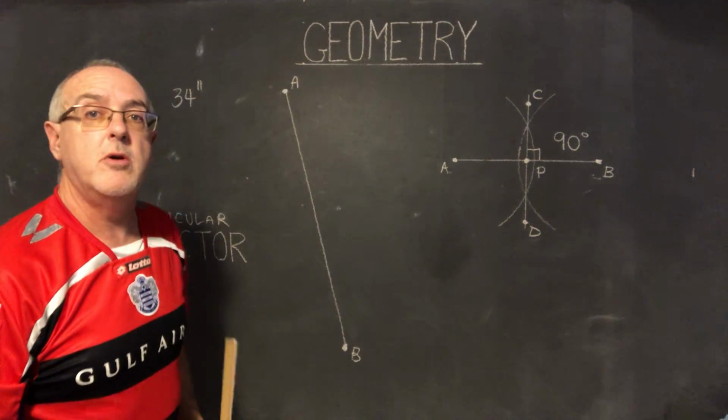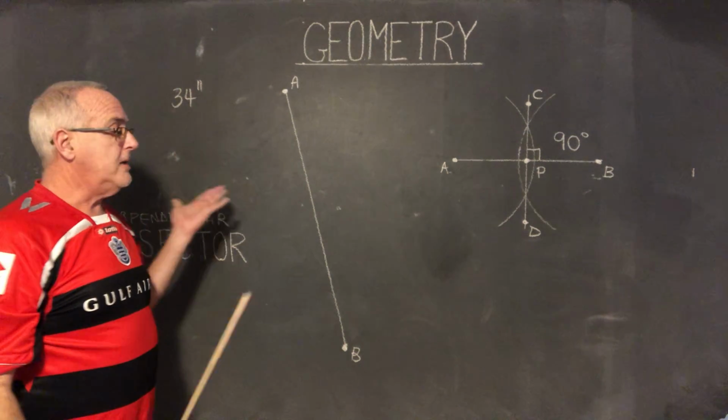Make sure this shows on the camera okay, and it does. Okay, so I want a perpendicular bisector. How do I do that?